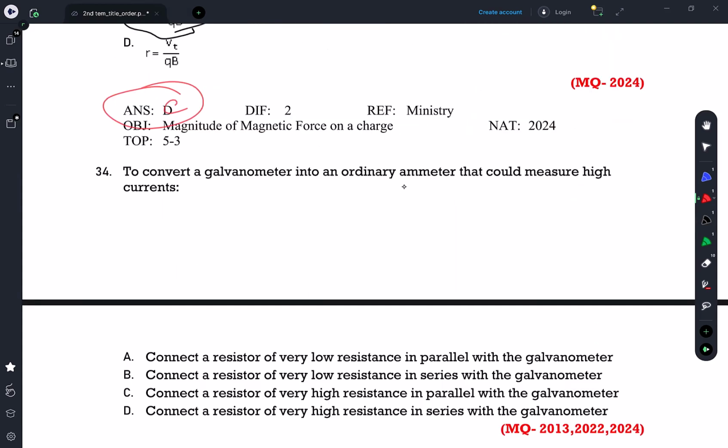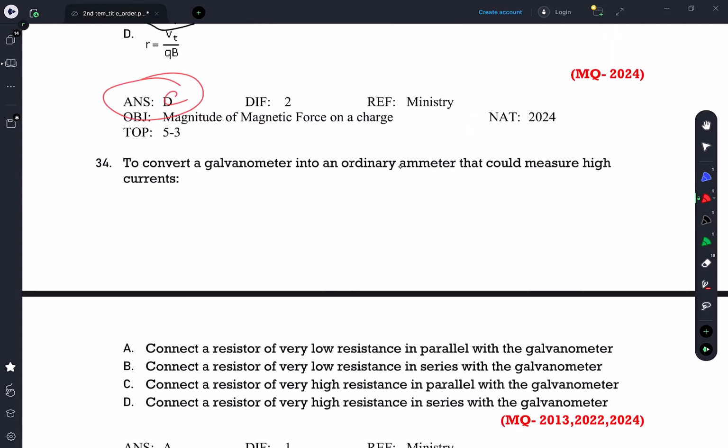To convert a galvanometer into an ordinary ammeter that could measure high currents: a galvanometer can become an ammeter. If you want to measure high current, we should connect a parallel resistor of low value, which is called a shunt. So connecting a resistor of very low resistance in parallel with the galvanometer is the correct answer.